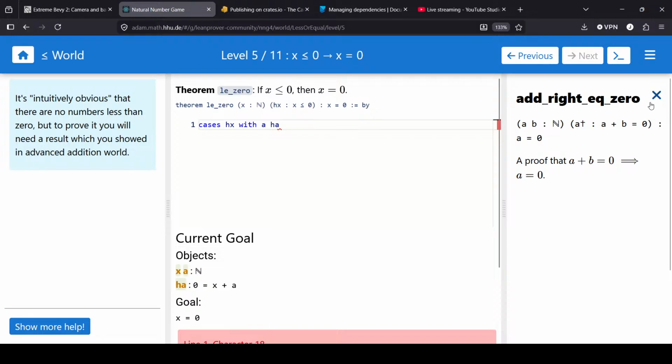Wait, isn't this the same thing? Oh no, this is an implication. Oh, so I need to swap the sides, right?